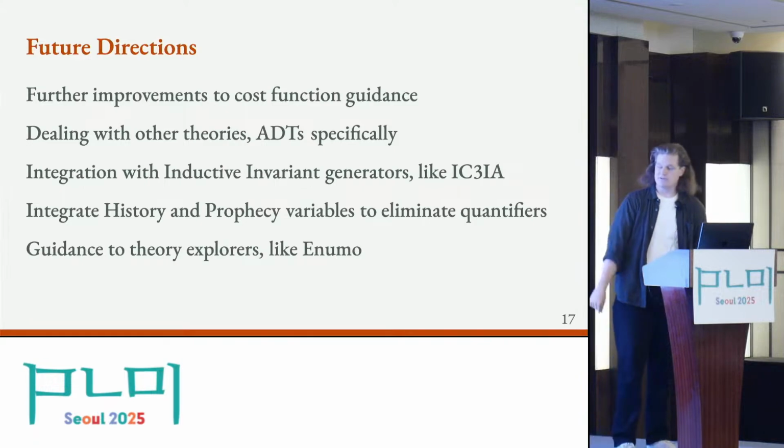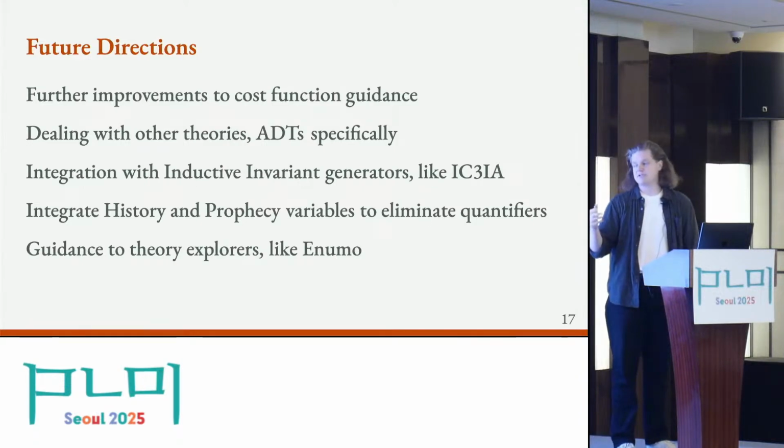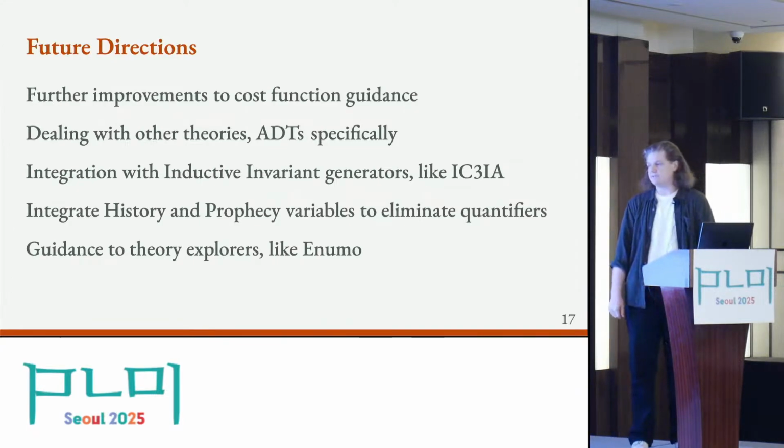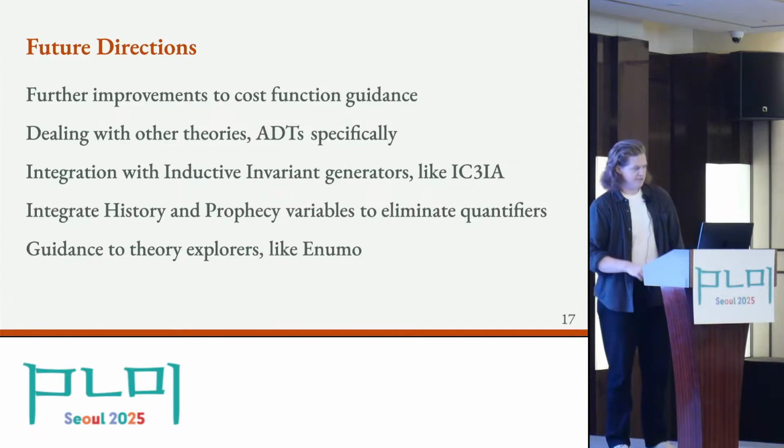And then also, I was thinking it might be interesting to supply guidance to theory explorers like Enumo. I don't know if this is totally off base, but it would be kind of interesting. If we found a rewrite in Enumo, maybe we could try bounded model checking with that rewrite, and so prefer rewrites that allow you to get further in bounded model checking. But again, I'd love to be corrected if someone knows more about that than I do.